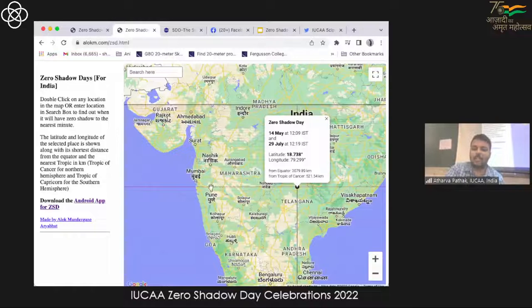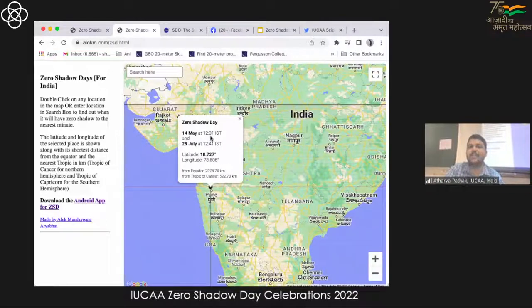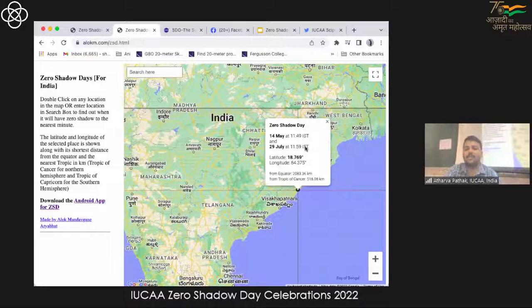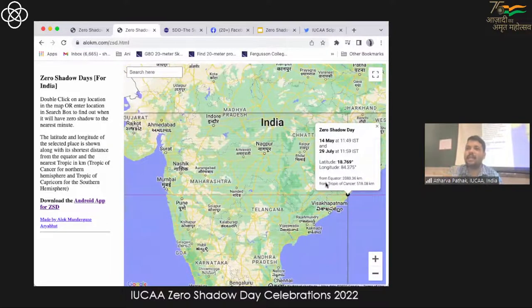Now, as you are in Pune, the timing is 12:31 because Pune is to the west of Allahabad. Similarly, you can check for the cities which are on the east. You can see that the Zero Shadow Day moment is at 11:49, because the local noon at that place is earlier than the one at Allahabad. The reason why Zero Shadow Day is not at exactly 12 noon in all places is that we use one standard time zone which passes through Allahabad. So if Pune city was on the same longitude as Allahabad, our Zero Shadow Day would have been at exactly 12 o'clock.